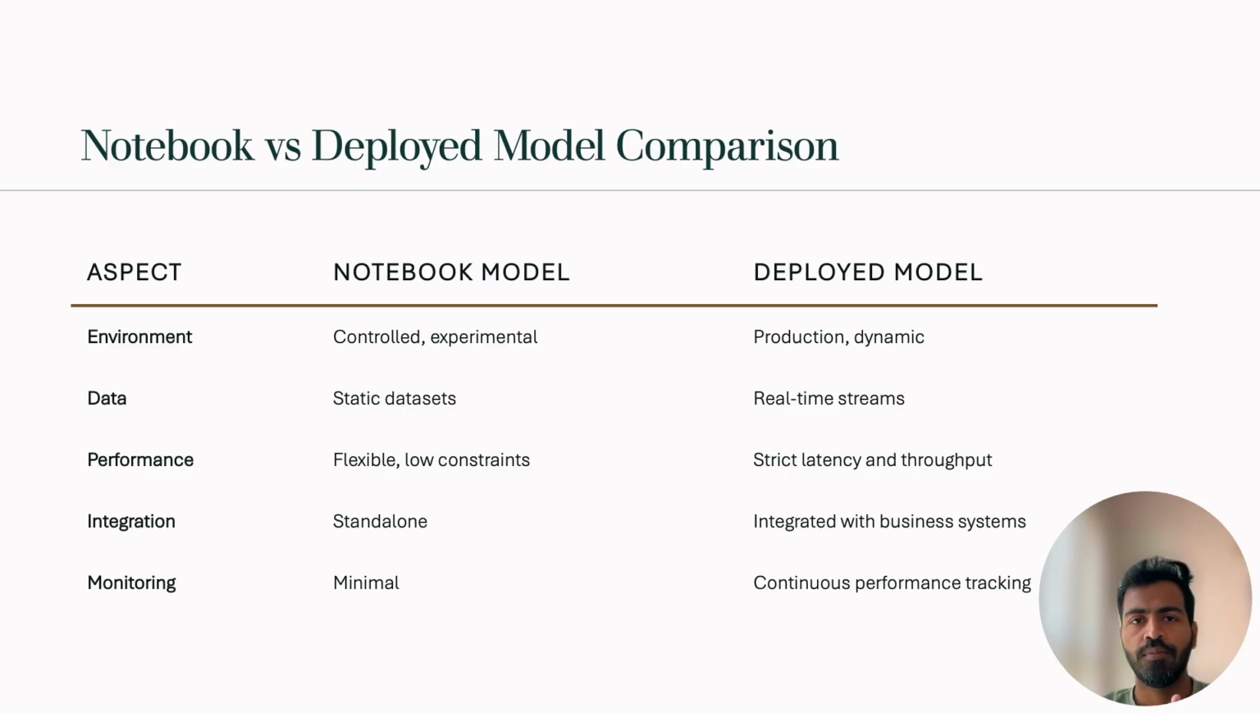In a notebook, the model lives on one machine, used by one person, input is controlled, and failure is acceptable. But a deployed model is used by many users or systems, receives unpredictable input, and must be available and reliable. Failure impacts real users. So the key line is: a deployed model is a service, not an experiment.